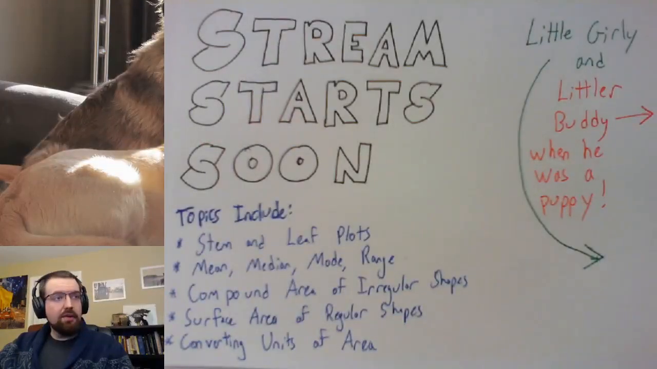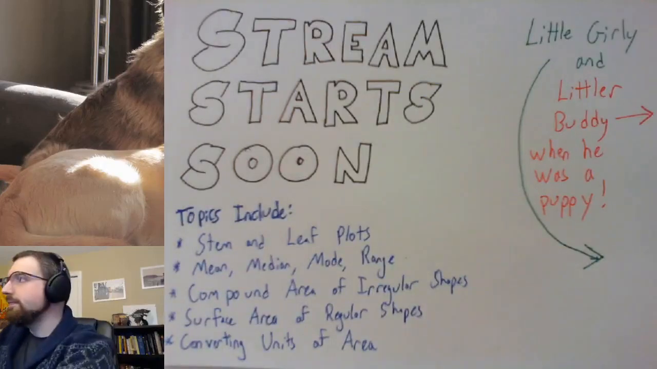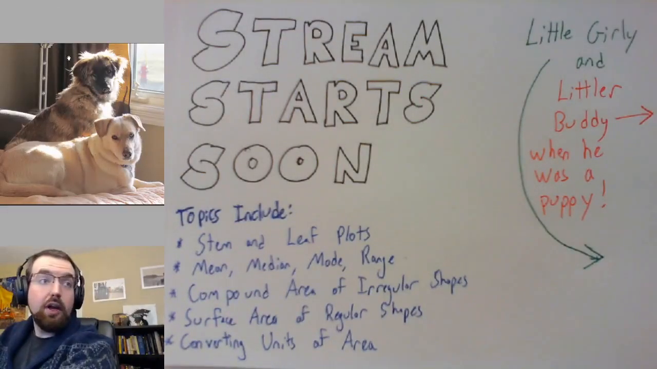So let me switch on back over then to my working display. Here we go. And we can see, oh, it's just two doggy butts. Two doggy butts in the picture now. Okay, I'll zoom out a bit. There we go. Now we can see them again.